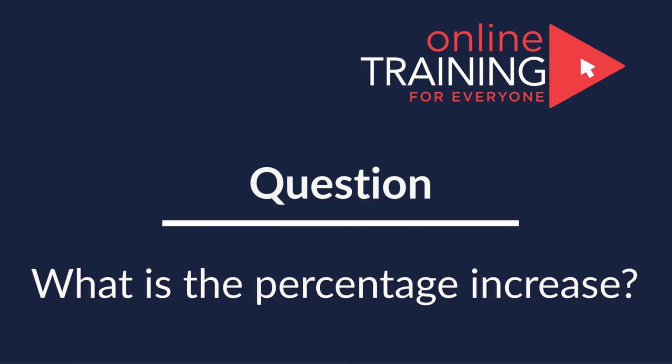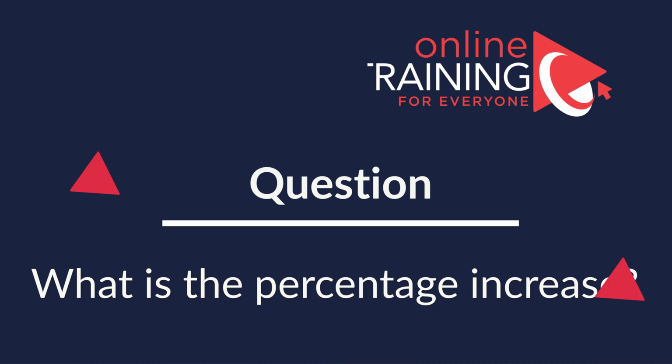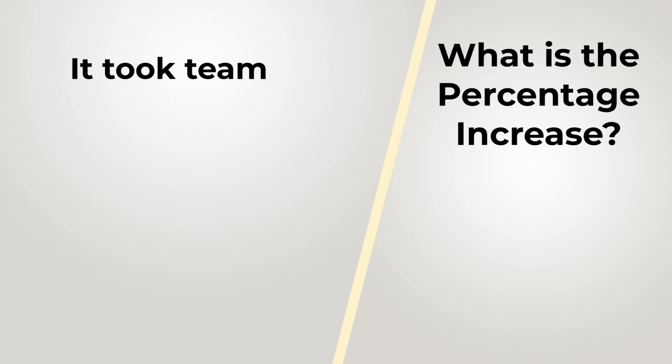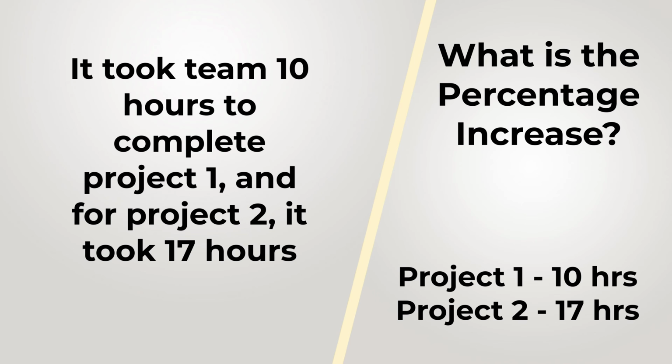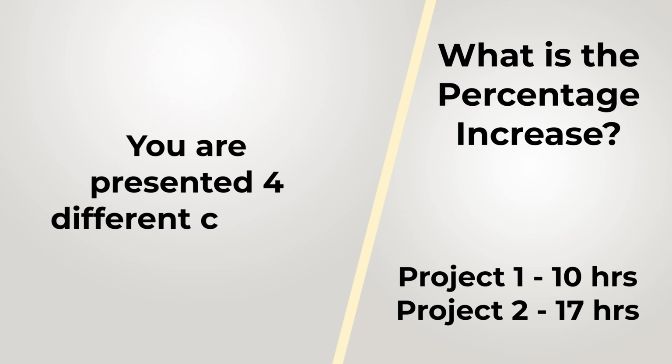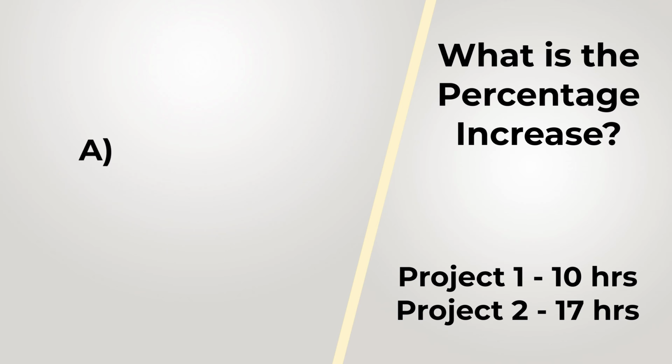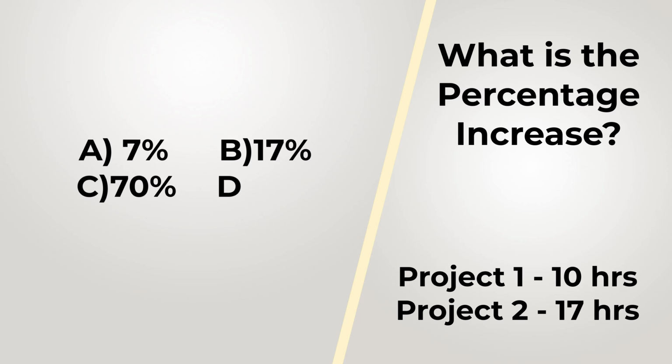Here is a frequent question on the test that a lot of people get wrong. It took 10 hours to complete Project 1. For Project 2, it took 17 hours. What is the percentage increase between 2 projects? You're presented with 4 different choices. Choice A, 7%. Choice B, 17%. Choice C, 70%. And then choice D, 170%.